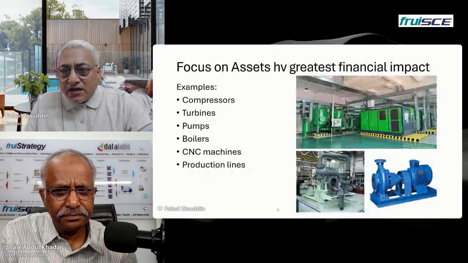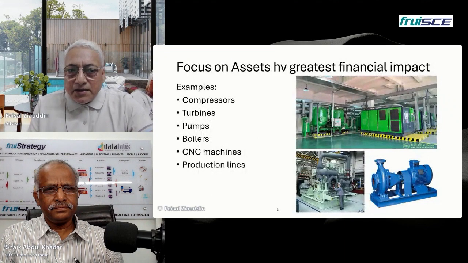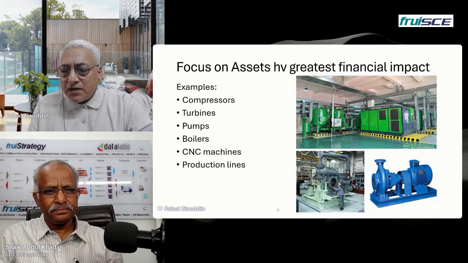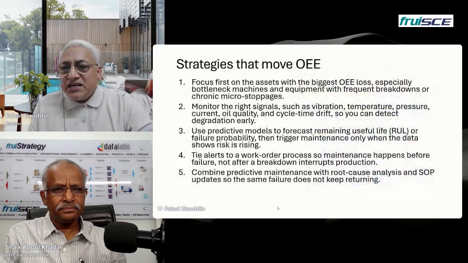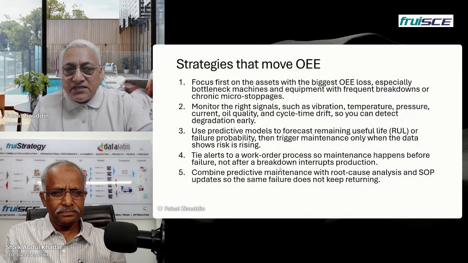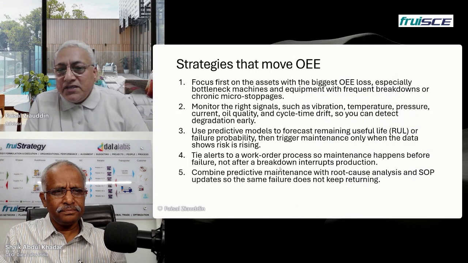Now, how do we get started? Focus on assets that have the greatest financial impact: compressors, turbines, pumps, boilers, CNC machines, and production lines, for that matter. This is the aim with which we started our discussion today: the strategies to move OEE.